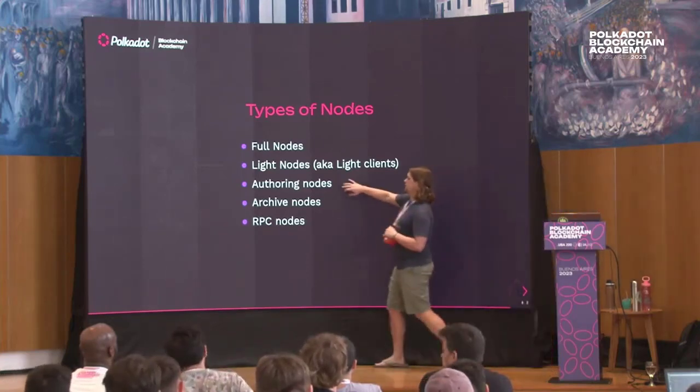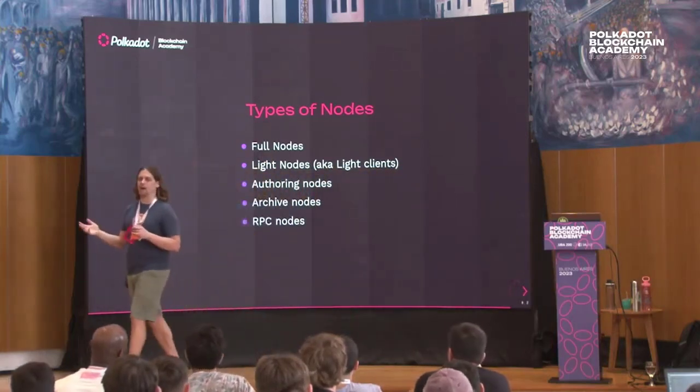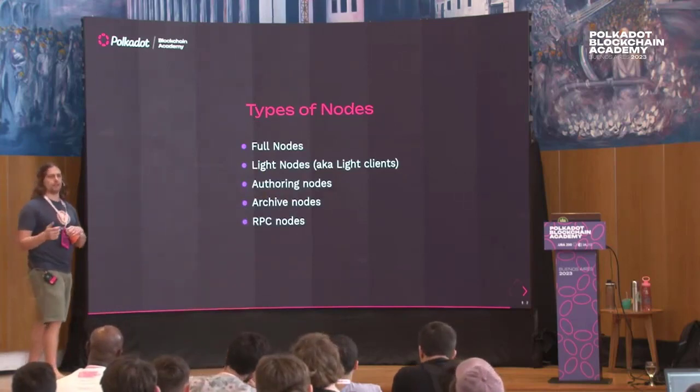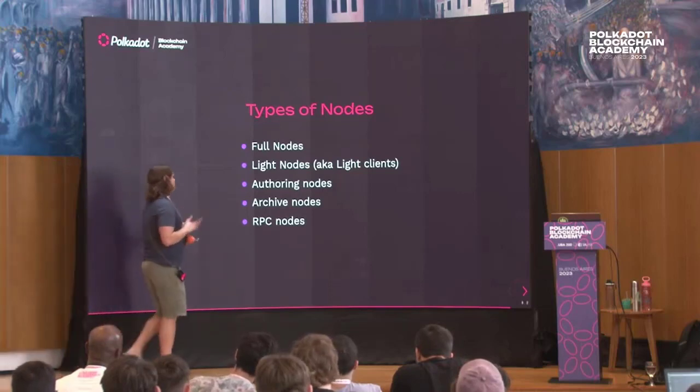Okay, so then there's authoring nodes. Authoring nodes are basically full nodes that have the additional duty of authoring blocks. In Bitcoin and other proof of work chains, these are called miners, or in most proof of stake or proof of authority chains, they're called validators. That's what authoring nodes are.